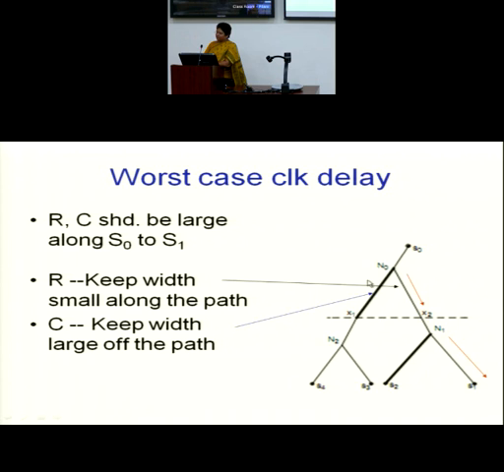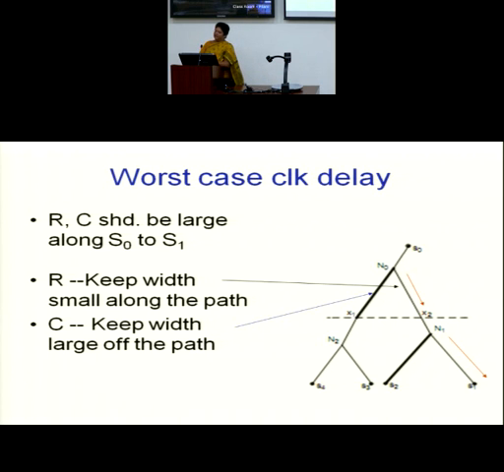Suppose I am computing from S0 to S1. That means my on path is from S0 to S1, and all other paths are off paths. They are connected at this node, but I am not concerned about the travel of the clock signal through them. So this becomes my off path and this becomes my on path, because I am computing the delay from S0 to S1.